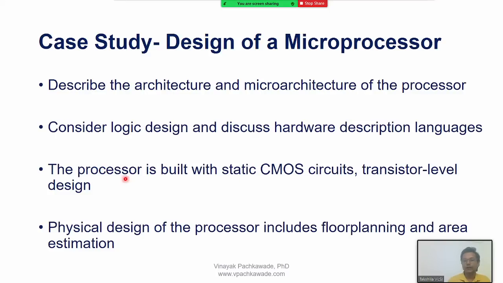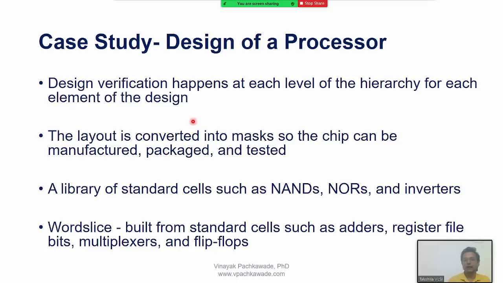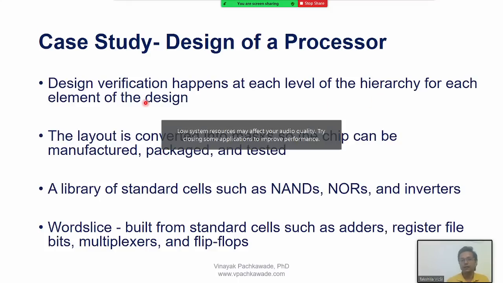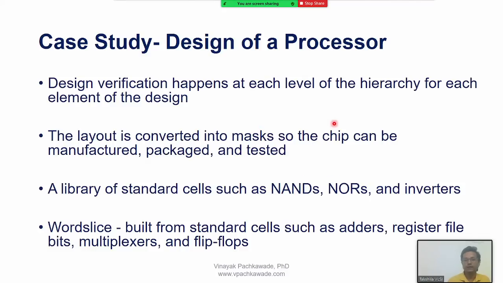We know that ultimately the processor is nothing but an interconnection of millions of CMOS circuits and billions of transistors. It's a transistor level design, right? We know that. And the physical design of this processor is nothing but the job you are doing, which is the job of floor planning and how much area the chip will take, the final area. And you will then verify your design at each level of the hierarchy for each element of the design, right?